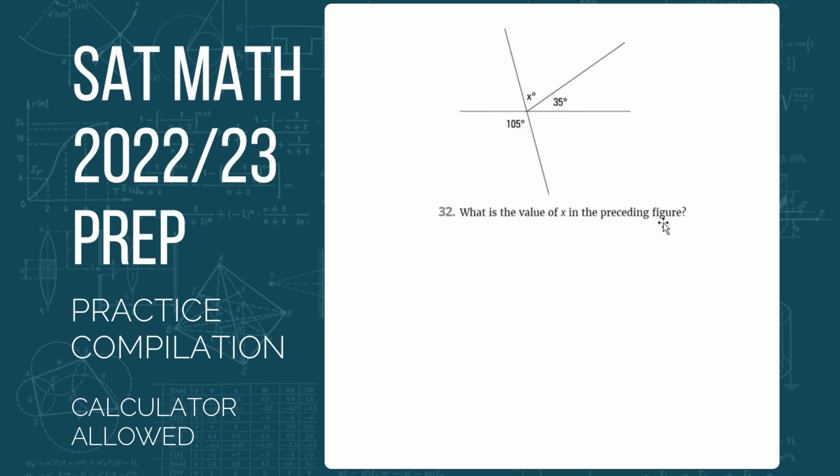What's the value of x in the preceding figure? Looking at this figure here, we notice this angle here 105 and this angle here, x plus 35 degrees, are directly opposite each other, so they have to be equal. So x plus 35 degrees should be equal to 105, which calculates to x will be equal to 105 minus 35. So x will be 70 degrees.